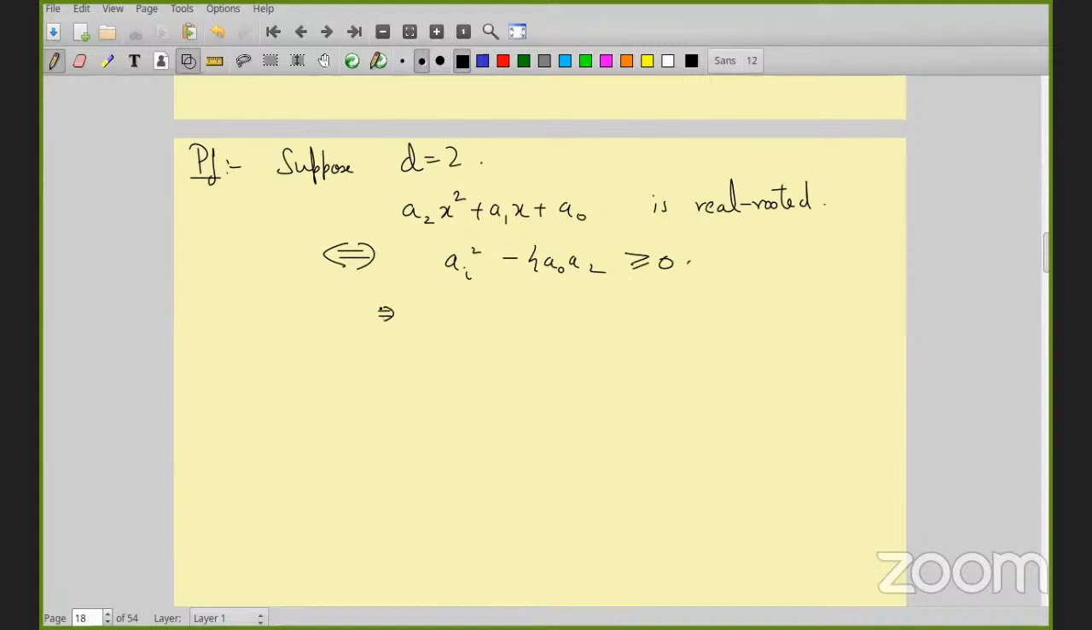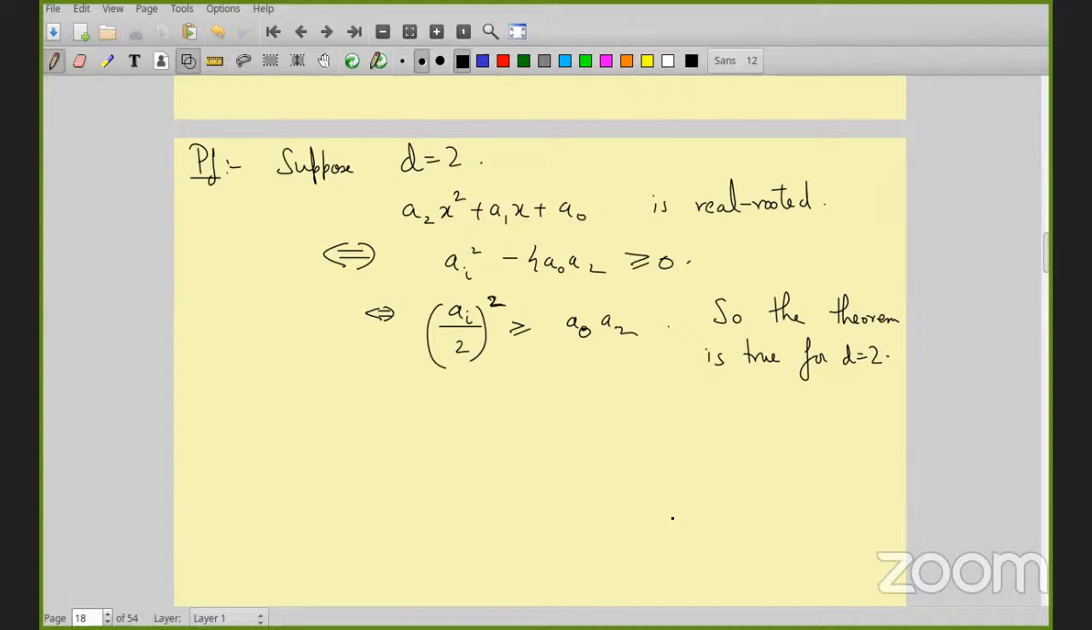And that is exactly the same thing as saying that a1 squared over 4, since a0 and a2 are positive, you can write it is greater than or equal to a0a2. And this is exactly the log concavity condition. So the theorem at least is true for d equal to 2, right? Great. Okay. So now what?